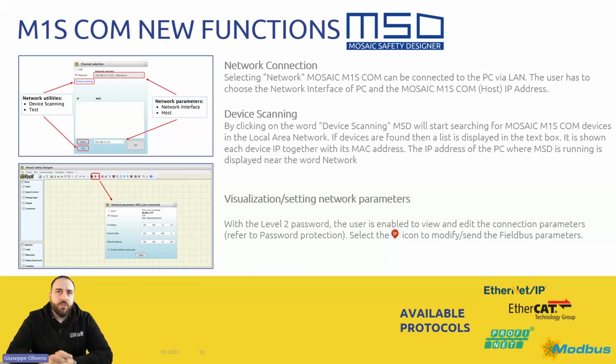So some new functions about the M1S COM. If you are on the same network and you want to check the network connection, you want to check which module is present on that network, or if you are connected to the module, to the same network of the controller, then you can also do the device scanning, or you can set up the network parameters. And everything is integrated into the M1S MSD software. But we will do this directly in the webinar.